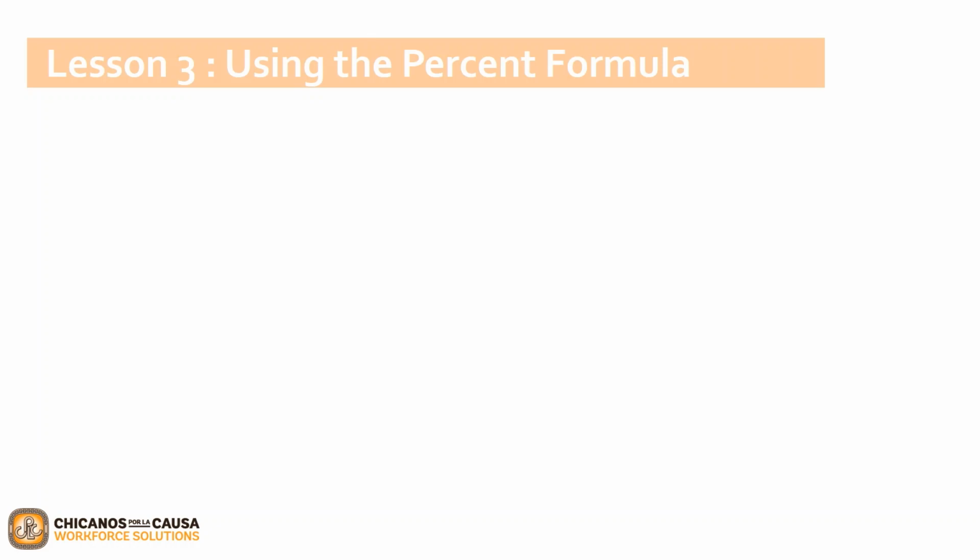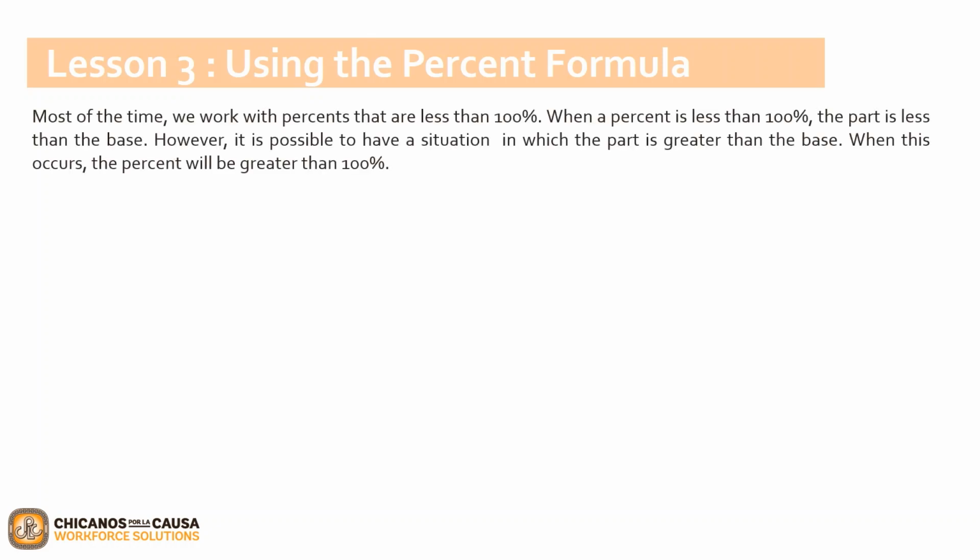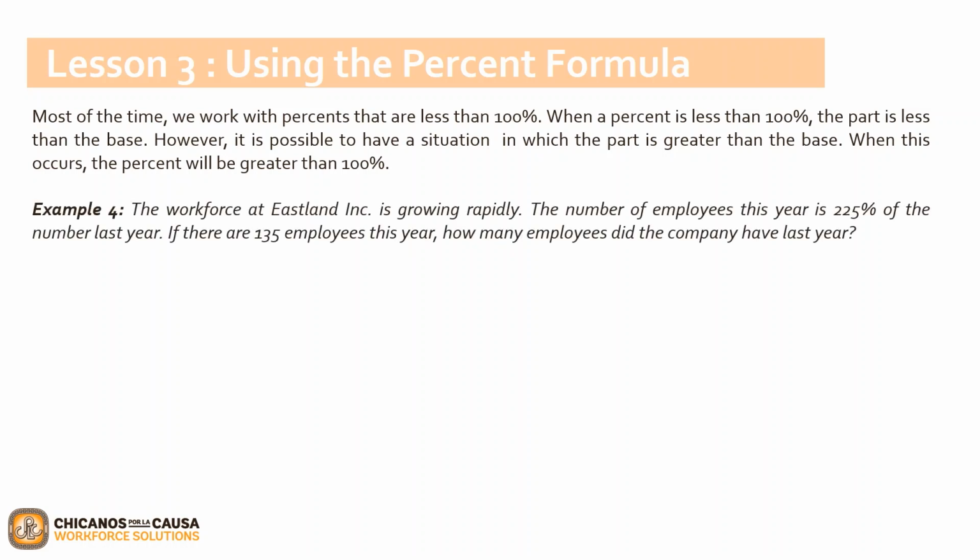Most of the time, we work with percents that are less than 100%. When a percent is less than 100%, the part is less than the base. However, it is possible to have a situation in which the part is greater than the base. When this occurs, the percent will be greater than 100%. Example 4 says, the workforce at Eastland Inc. is growing rapidly. The number of employees this year is 225% of the number last year. If there are 135 employees this year, how many employees did the company have last year?